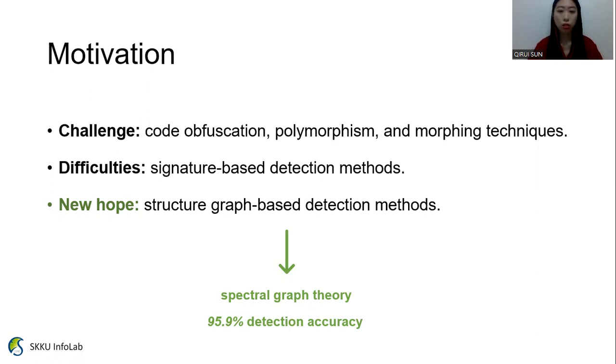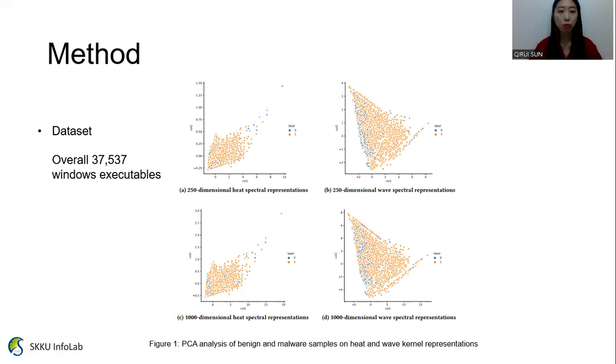To solve this challenge, structured graph-based detection methods have been a new hope. In this work, we propose a novel approach that uses spectral graph theory to capture heat and wave features and apply them to 8 classifiers to improve malware detection accuracy. Our experimental results show that by using heat and wave spectral graph theory, the best malware analysis accuracy reached 95.9%. Now, let me introduce our method in detail, starting with the dataset.